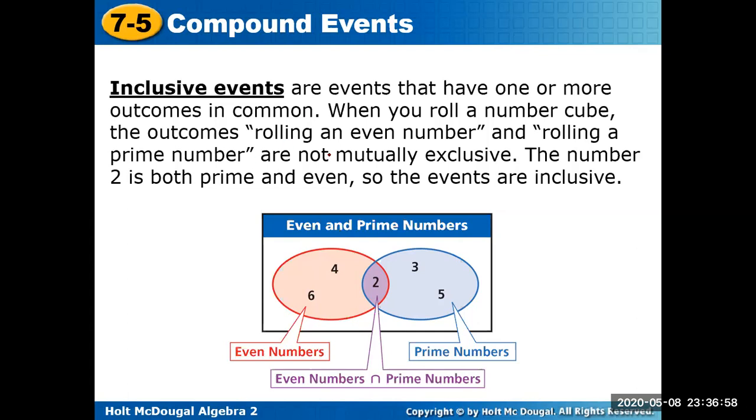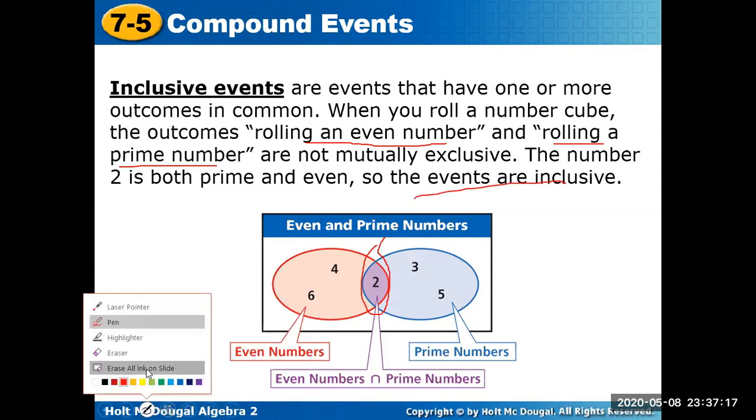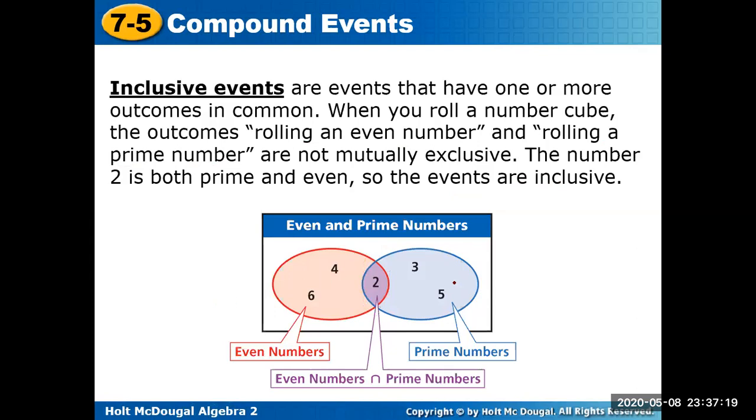These are the two events. Rolling an even number is event A, and rolling a prime number is event B. They are not mutually exclusive because they have something in common, which is the number 2. So the events are inclusive. To represent this using a Venn diagram, we can represent it like this. Since the two events are even number and prime number, the two circles are for the two events.